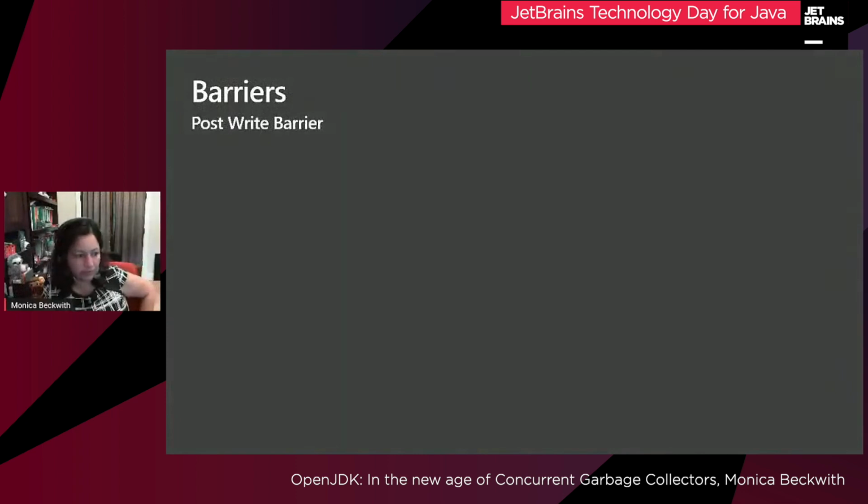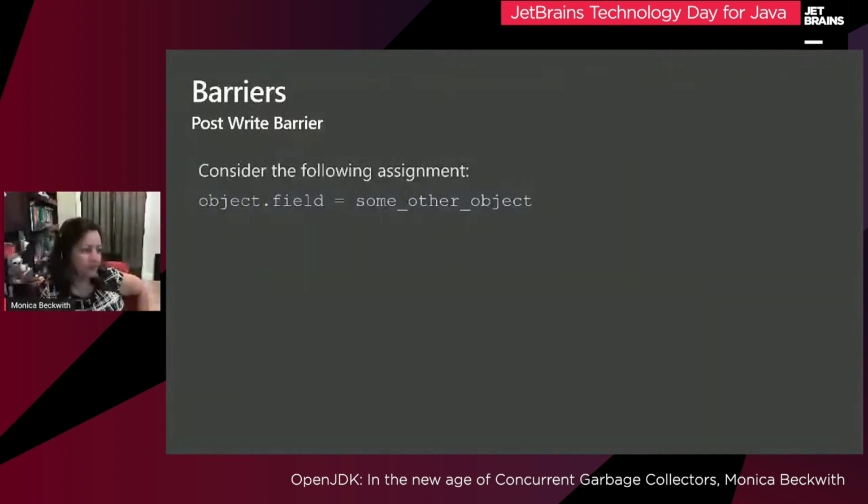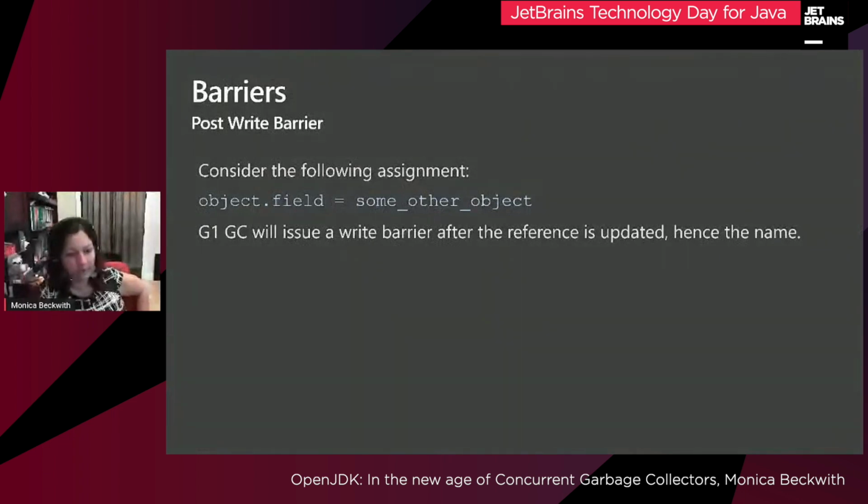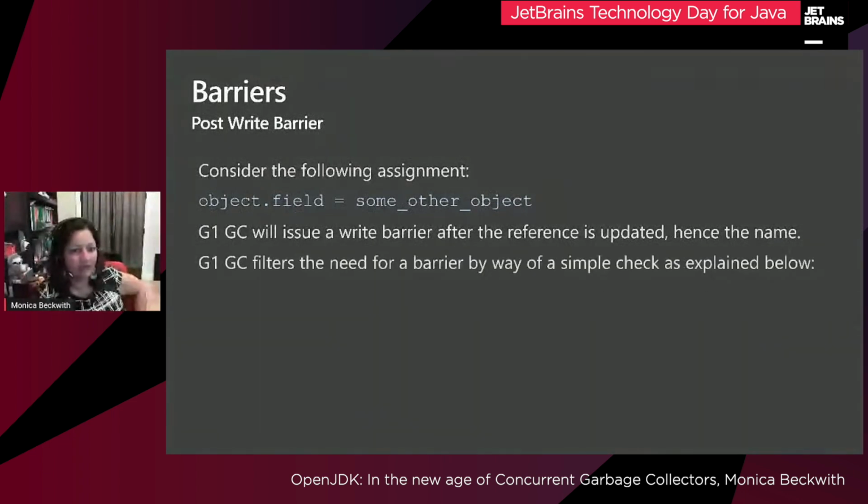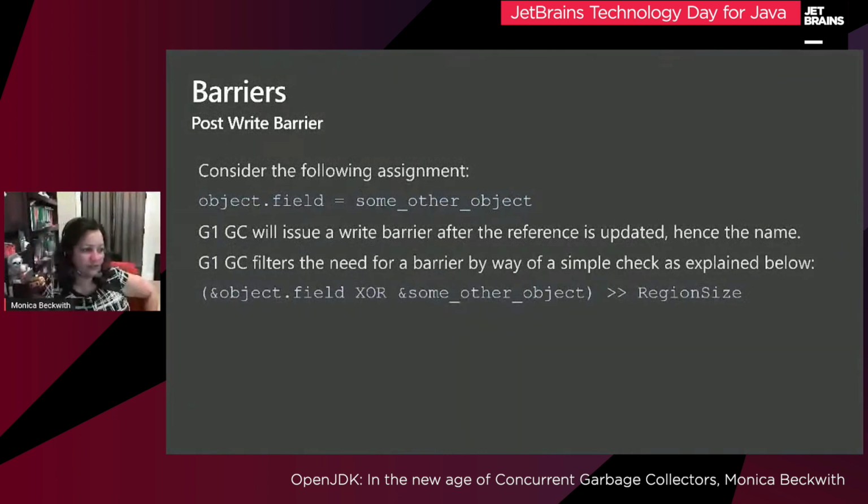There's also the concept of a post-write barrier, and that comes with remembered sets. Remembered sets are basically, for each region, a way to find all the incoming pointers into the region. We don't have time to cover that here, but I want to talk about the barrier. If you have something like an object field being assigned some other object, G1 GC will issue a write barrier, and the simple thing to do is a check right there.